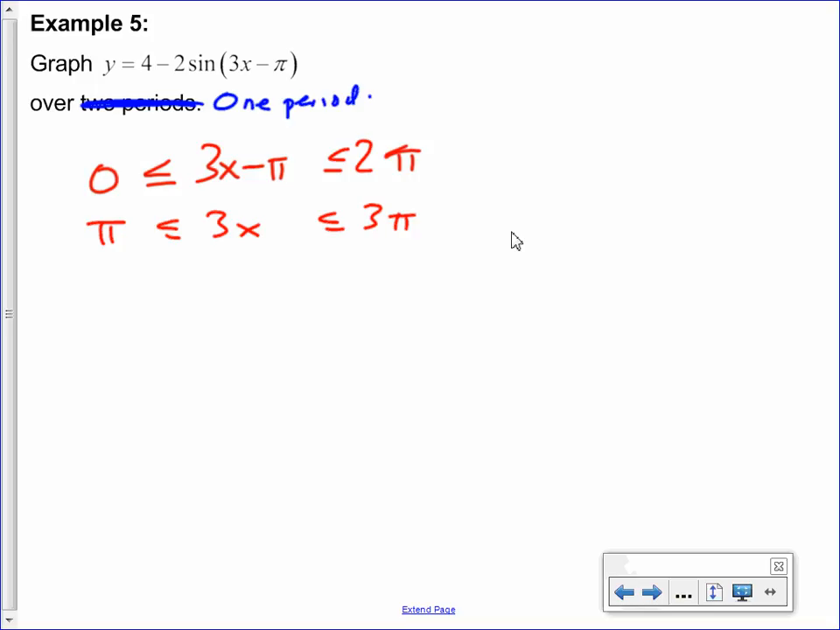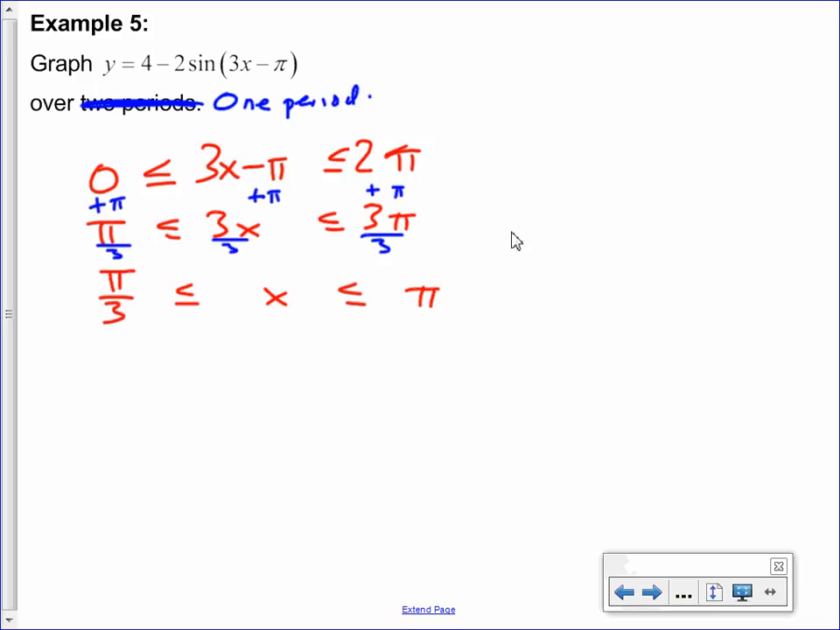This is awesome, isn't it? What happens? Divide by 3. So pi over 3 to x to pi. Do you want me to write it down? Okay. So first step, we just added pi to everything. And then the last step, we divided everything by 3.